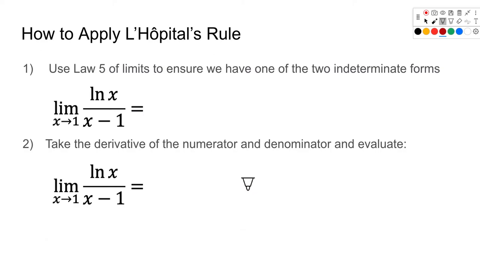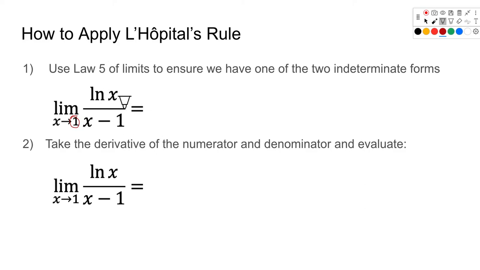So the way we do it, we use law number 5 of limits. What's law number 5? Well, that's the one right after law number 4. But that was a joke. It's the one that says that you can basically just plug in the value and evaluate it. And so we can do that here as x goes to 1.